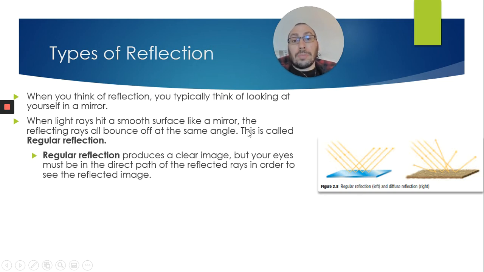Regular reflection produces a clear image, but this is pretty important, you must be in the direct path of the reflected rays in order to see the reflected image, okay? So that's why if you're ever looking at something in a mirror, let's say you're looking at somebody else in a mirror, they can actually see you too, because all the light rays are bouncing back straight.